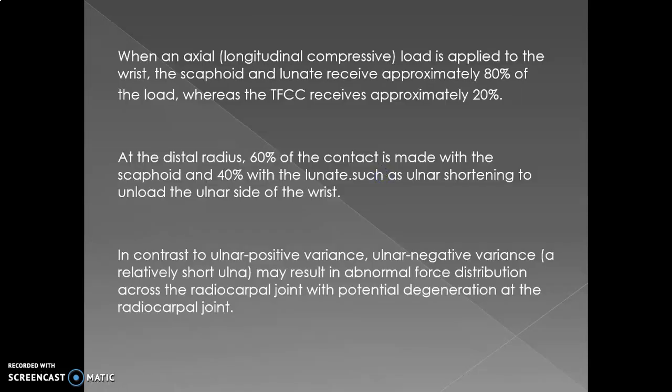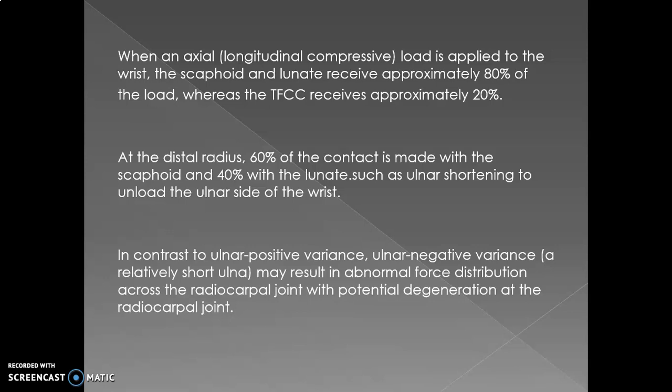When an axial load, that is a longitudinal or compressive load, is applied, we are talking about a compressive load; if it were a tensile load, it would be distraction. When a longitudinal compressive load is applied to the wrist, the scaphoid and the lunate receive approximately 80% of the load. So you have to understand that whenever we use our hand for any kind of loading activity, compressive load comes to the hand, and the scaphoid and lunate take 80% of the load. The rest goes to the triquetrum and pisiform.